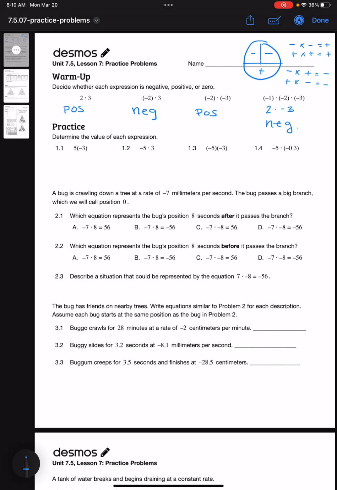Determine the value of each expression. 5 times negative 3 is negative 15. Negative 5 times 3, negative 15. Negative 5 times negative 3 is positive 15. And negative 5 times negative 3/10 would be positive 1.5.